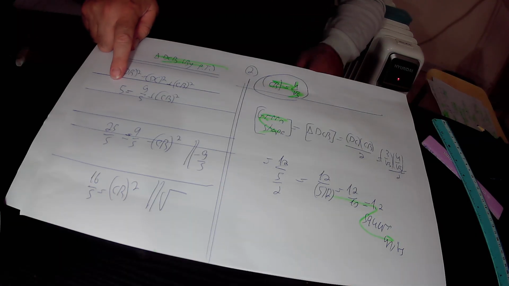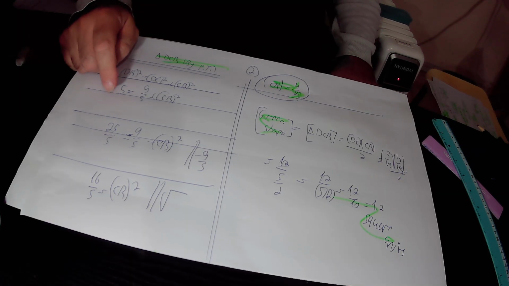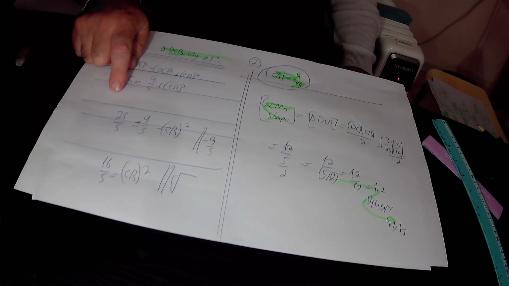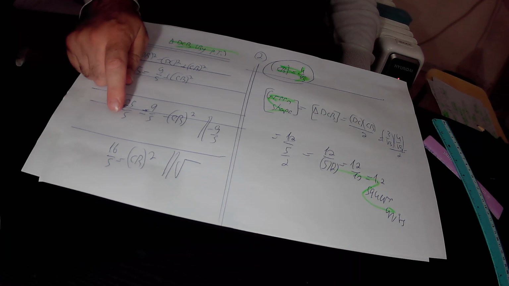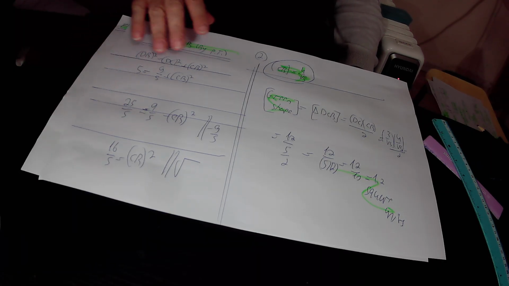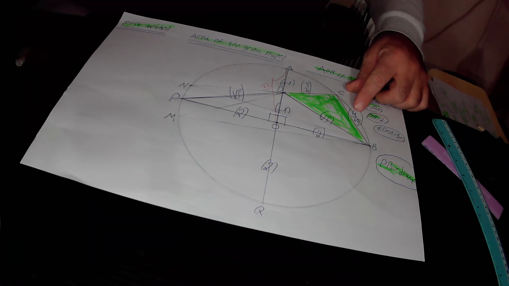Here we multiplied 5 by 5 and then divided it by 5 in order to get a common factor with this number. So we have 5 times 5 is 25 over 5. So 25 over 5 equals 9 fifths plus CB squared. Here we subtract 9 fifths from the equation and find out that CB squared equals 25 fifths minus 9 fifths, that is 16 fifths. So 16 fifths equals CB squared. Here we took the square root of the equation and found out that the missing side CB equals the square root of 16 fifths, that is 4 over square root of 5. This is the missing side CB, that equals 4 over square root of 5 units in its length.